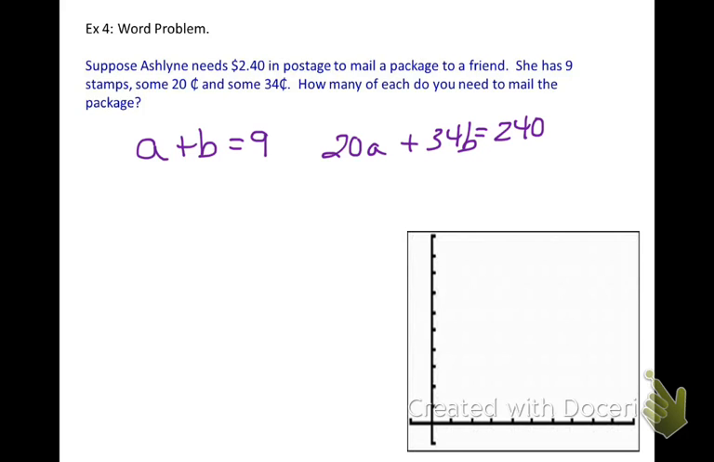Okay, notice on the first one I put A plus B, so the both stamps all together, they equal 9 of them. And on the second one I put the money all together, except I took away the cents, so it's 20A plus 34B equals 240. Now you're going to do all the same kind of graphing I did before. Get A by itself, make that your Y, and graph it.